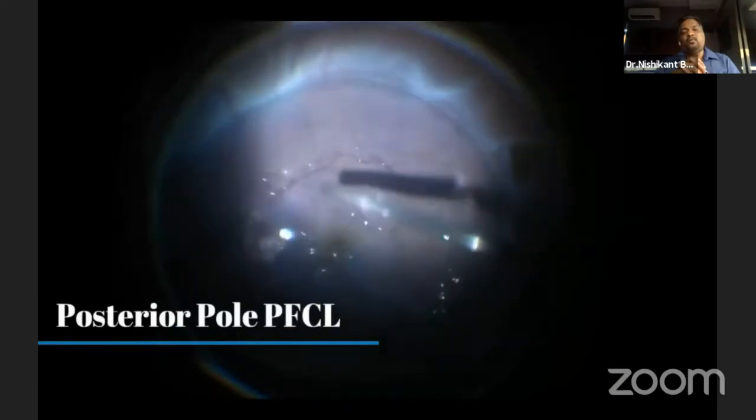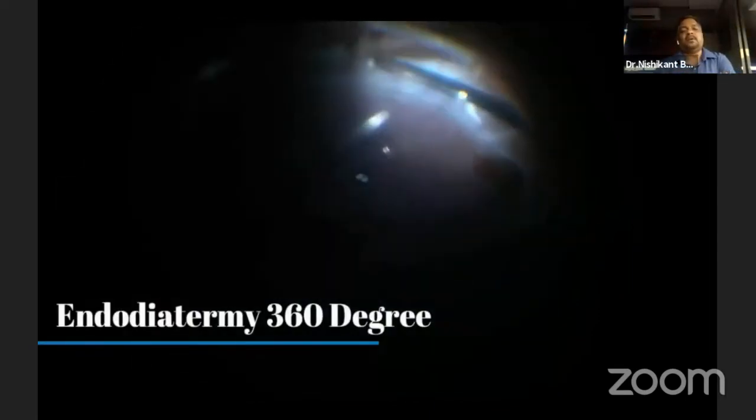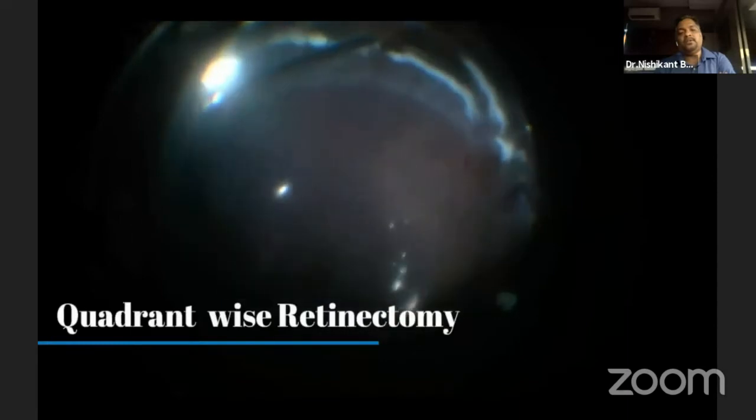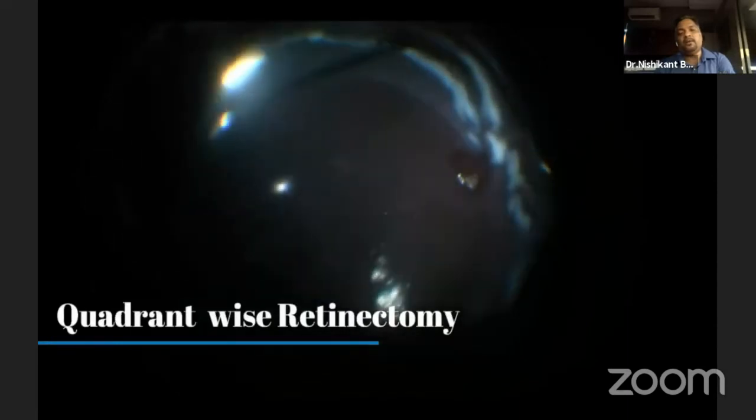And after you put the PFCL, say up to the equator, you can reassess the situation. If the retina is still stiff in spite of vitrectomy, you can go ahead and do endodiathermy at the edges, and go ahead and do a retinectomy. In this case, we had extended the retinectomy literally 360 degrees because there was an anterior retinal contraction.